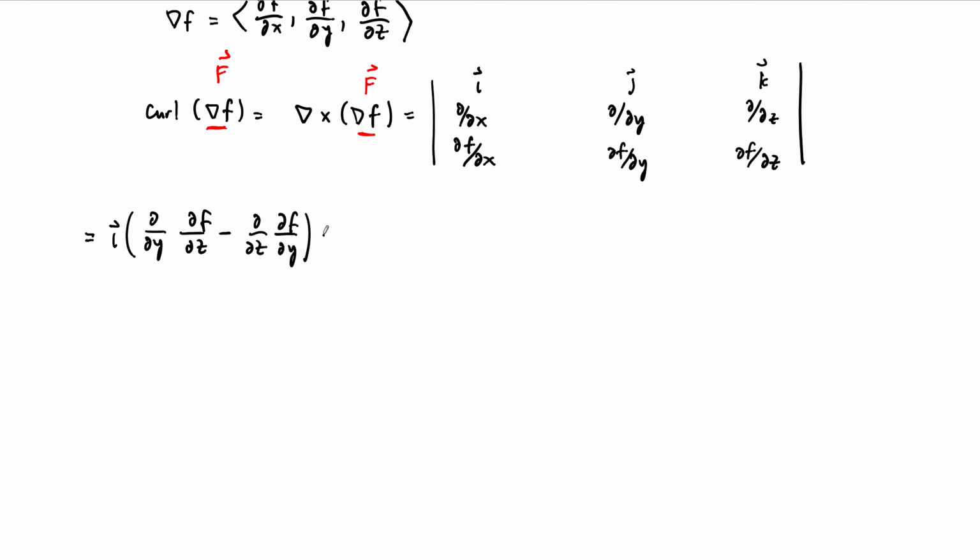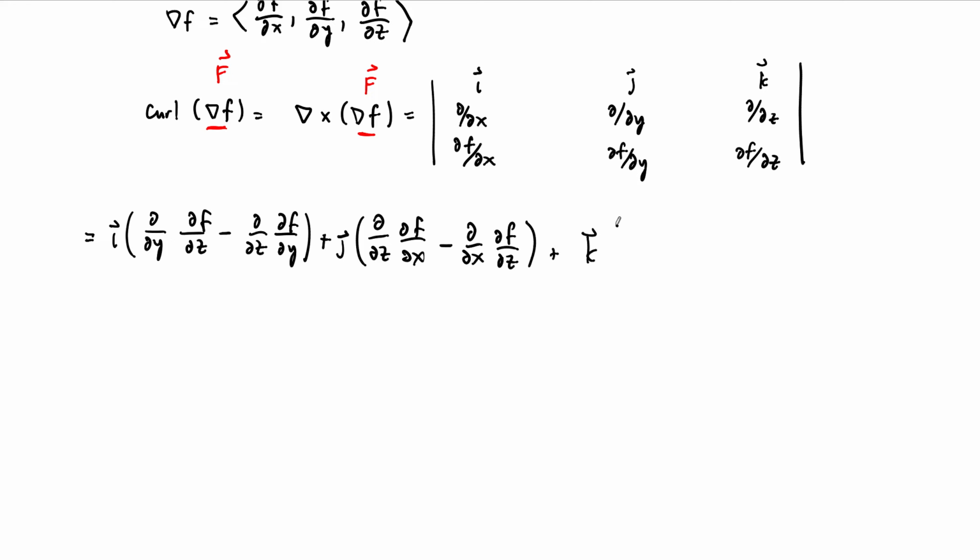The next component, the j component, I'm going to add it. But remember, if you add the j component, you have to then reverse your thinking. And the component in the j slot is then d by dz applied to df dx minus d by dx applied to df dz.